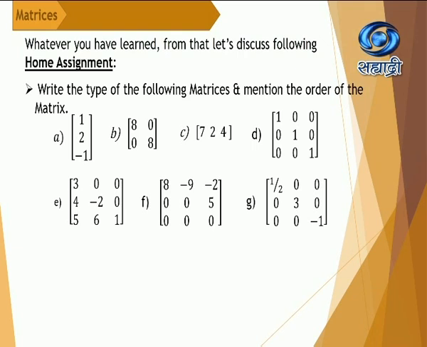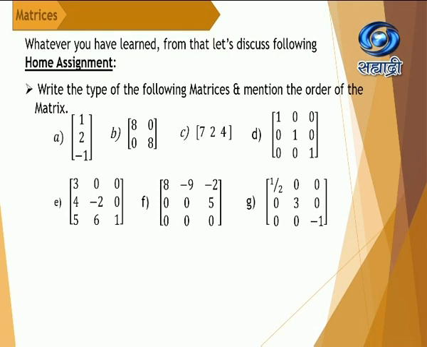Second, it's a 2 cross 2 order matrix. Diagonally the same elements are there. So it's a scalar matrix. Then we have C as a row matrix, since there is only one row, with order 1 cross 3. Then D is nothing but the identity matrix of order 3.